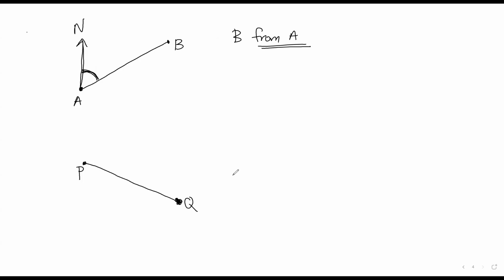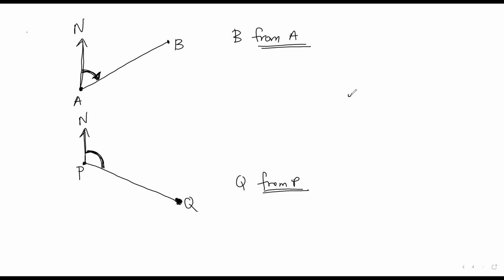If I want to know the bearing of Q from P, because it's from P, that's where my north line has to go. So I'm going to put my north line here. This is my north line. The bearing of Q from P will be this angle here. It's a clockwise angle because this angle opens from the north line to Q. It's always going to be the clockwise angle.